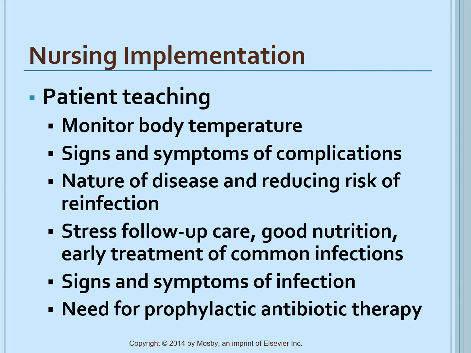Reducing the risk of reinfection, that would be to make sure they take prophylactic antibiotics prior to any specific procedure. And telling them that now you're at risk for having IE again. So it's really important to have good follow-up care and early treatment of common infections. That way it doesn't lead to a blood infection and then therefore infective endocarditis again. And then, like I said before, the need for that prophylactic antibiotic therapy.